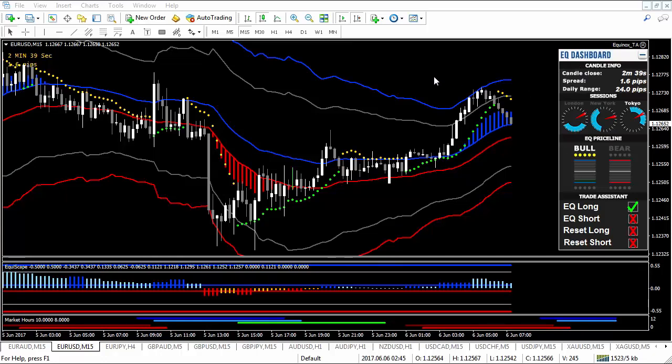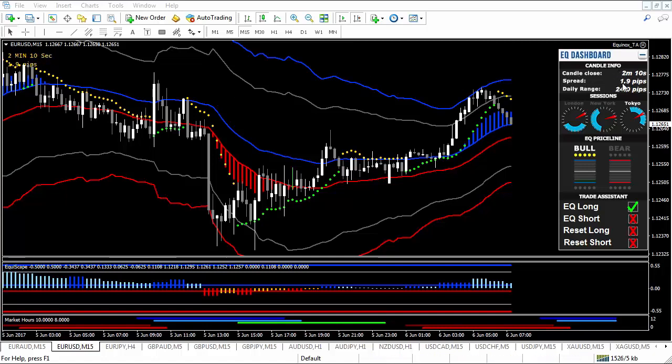We are not going to be glued to the screen all the time, and we can start to count a little bit on this dashboard to at least alert us to a potential trade. Now, we have the time remaining until the candle closes, 2 minutes and 22 seconds on this particular one. This is the Euro USD. We're looking at a 15-minute time frame.